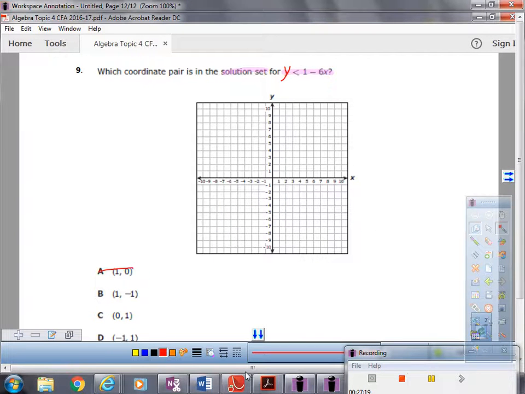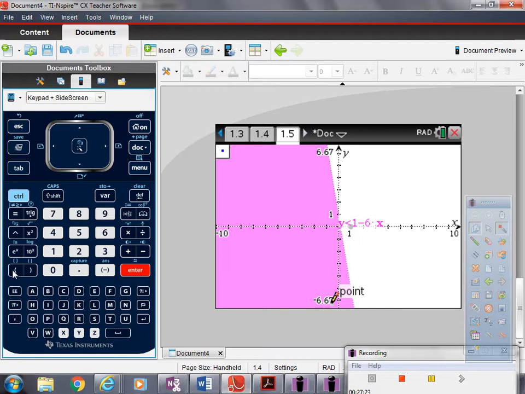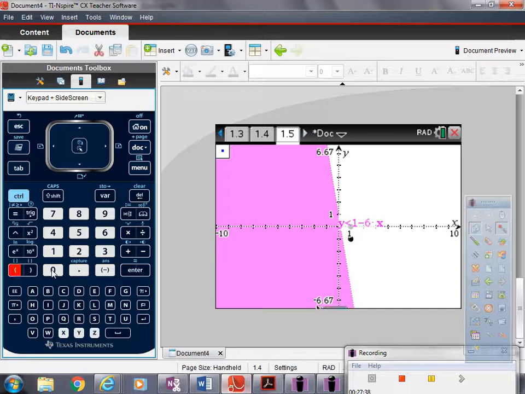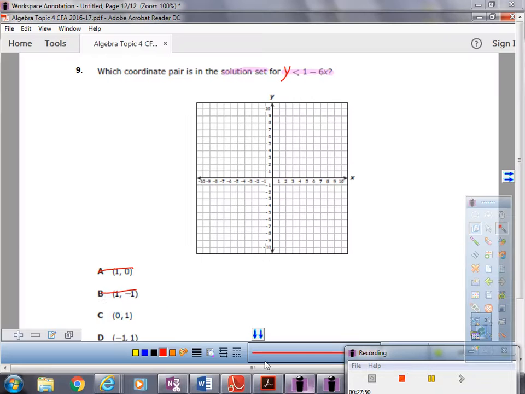1, negative 1, open parentheses, 1, enter, negative 1, enter. That's also in the blank space. So that's not going to work for us either. So we're going to mark out that one next. 0, 1. So let's see where that one is. Open parentheses, 0, enter 1, 0. This one's on the actual dash line, so that's not going to work either, because remember it was a dash line. So we're going to have to exit that one out.